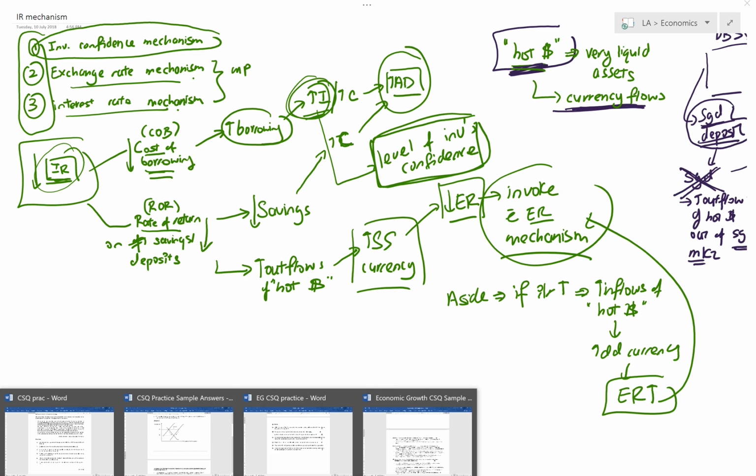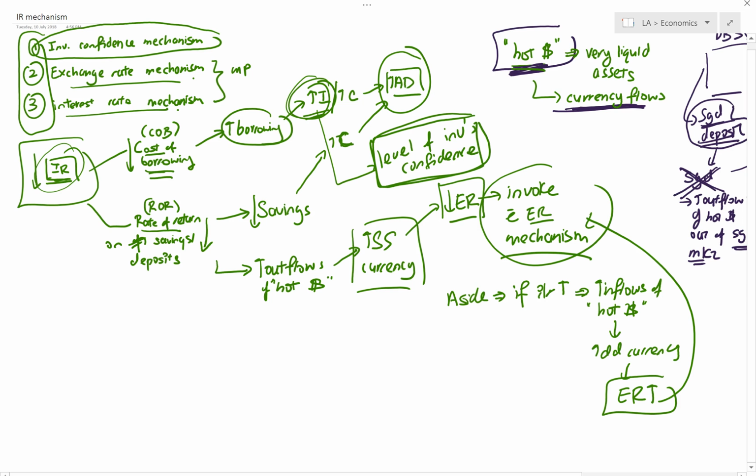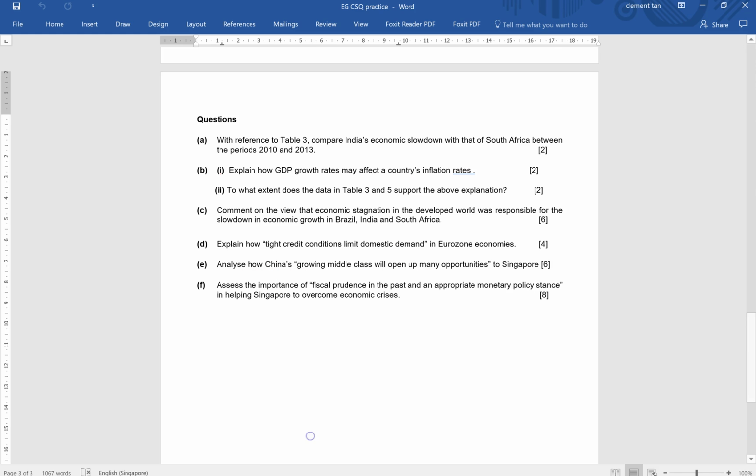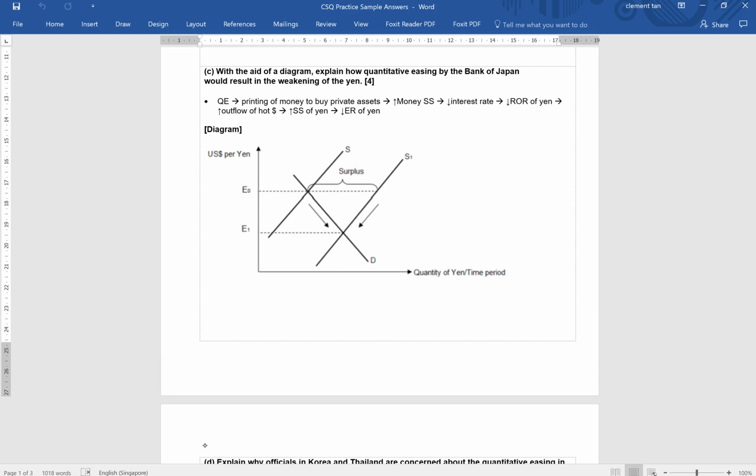Now, very typical questions in the case study will be like this: with the aid of a diagram, explain how QE will result in a weakening of the yen. This question is actually asking how QE affects interest rates, and how interest rate will in turn affect exchange rate. If you look at the answer, when the Bank of Japan adopts QE, they will start to print money, increasing the money supply. Money supply goes up, interest rate goes down. You invoke the interest rate mechanism. Rate of return of Japanese deposits drops. It leads to an outflow of hot money. Supply of yen goes up. Ceteris paribus, the exchange rate of yen depreciates.